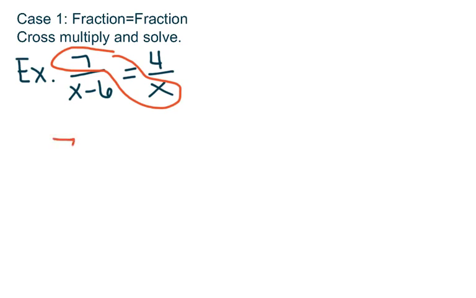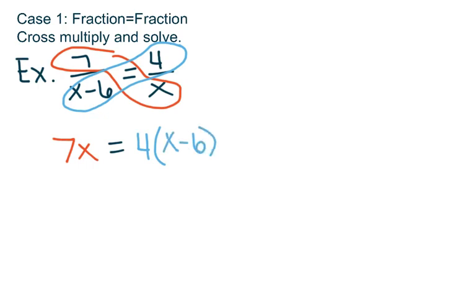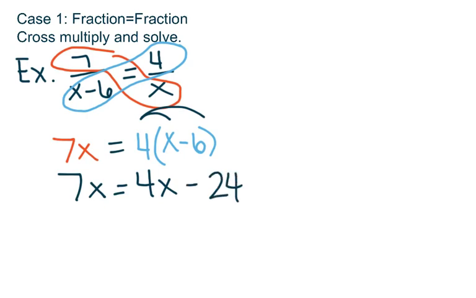7 times x is 7x equal. And then we're going to cross multiply these two. So this is actually a 4. And then remember that we are multiplying that to the entire quantity x minus 6. So this is when you would actually have to distribute. So we got 7x equals 4 times an x is 4x, and 4 times a negative 6 is a negative 24.